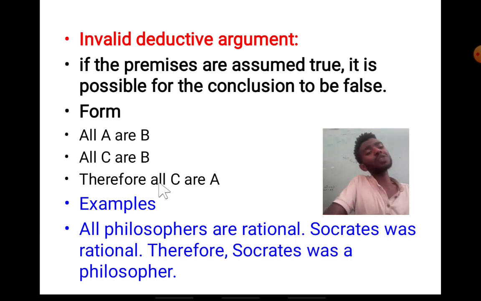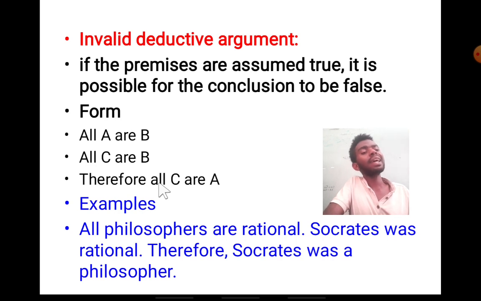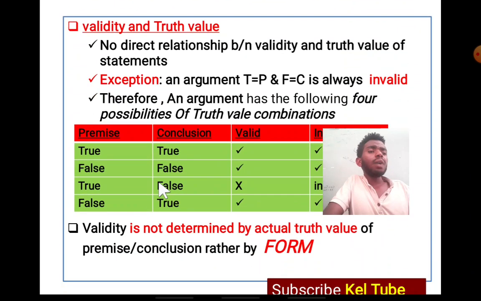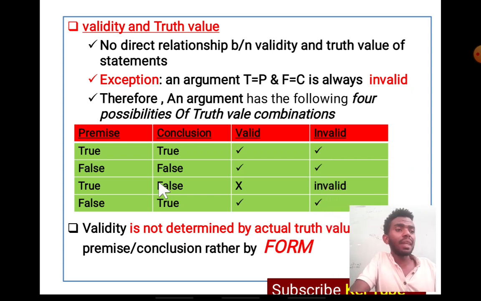It depends more of the time, when we talk about the validity of an argument, whether we say valid deductive argument or invalid deductive argument, on the inferential claim, the relationship between our premise and the conclusion. Next is validity and the truth value. There is no direct relationship between validity and the truth value of statements. Exception: an argument with true premises and a false conclusion is always invalid.